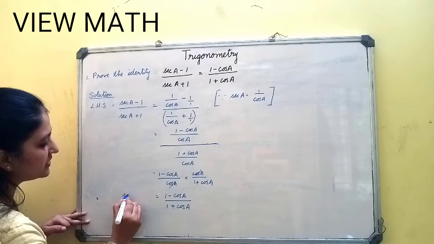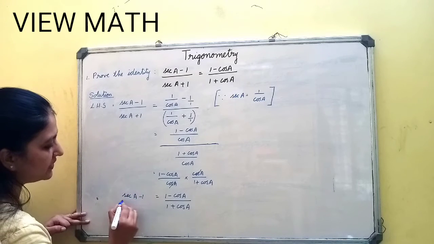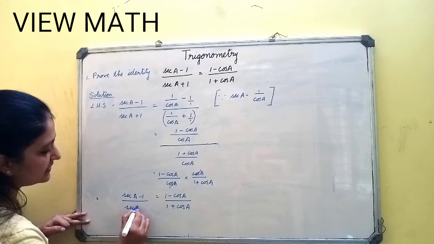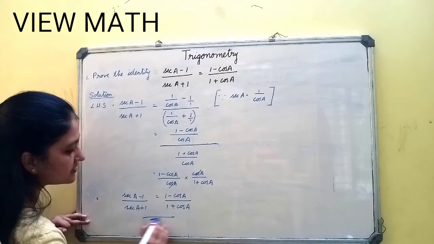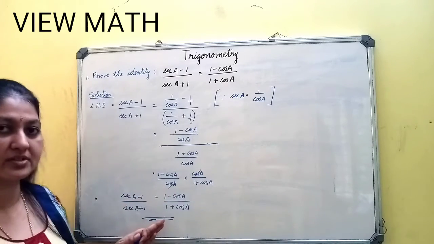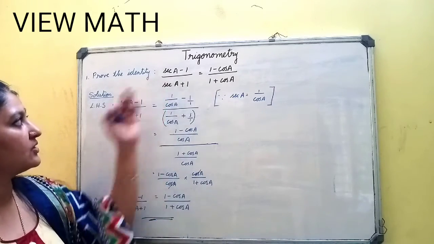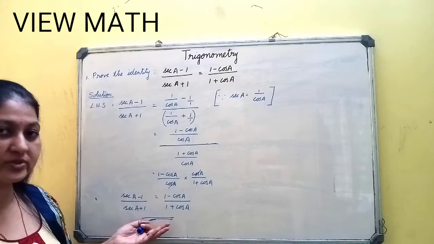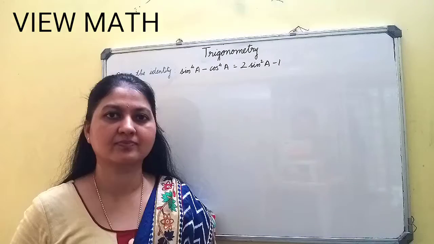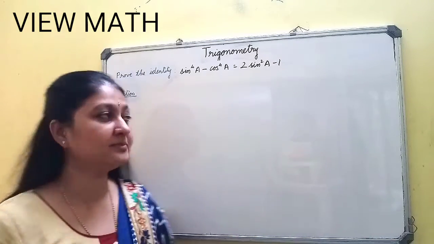So what have you proved? (Secant A minus 1) by (secant A plus 1) is equal to (1 minus cos A) by (1 plus cos A). They are asking us to prove this. We have proved it. Hence proved. Okay. Now let's see the next problem.